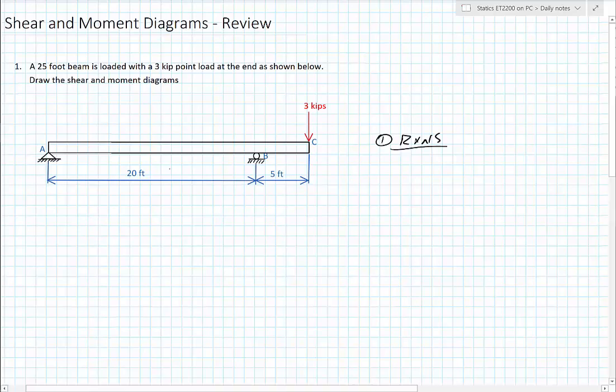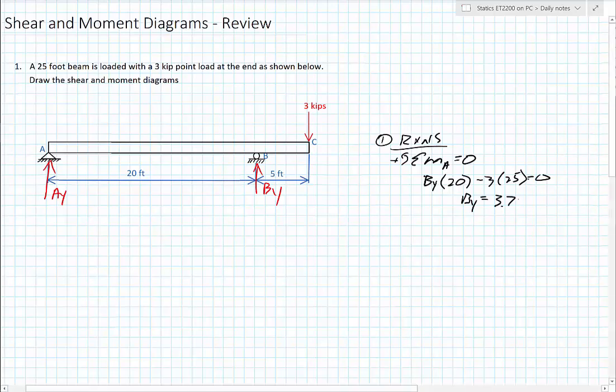And here I would have a reaction at A and a reaction at B. And I would sum the moments about A and set it equal to 0. By times 20 minus 3 times 25 is equal to 0. So that gives me a reaction at B that's equal to 3.75. And then from sum of the forces in the y direction equals 0, I have AY plus 3.75 minus 3 is equal to 0, or AY is equal to negative 0.75, pointing down.